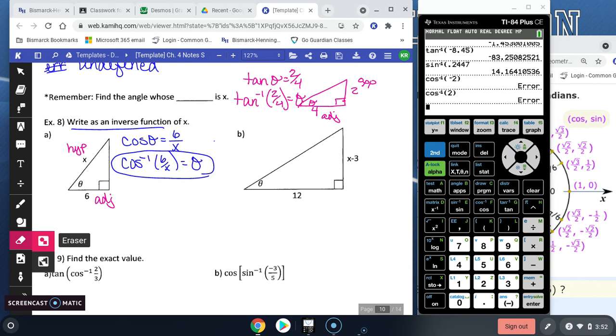We would do the same thing for B. Here, your angle measure, this is your opposite side. We have an adjacent side, so that would be a tangent statement. So this would be tangent of theta is opposite, x plus 3.